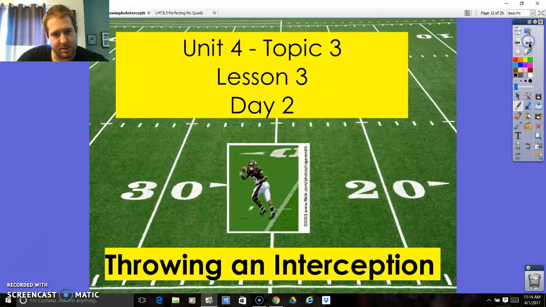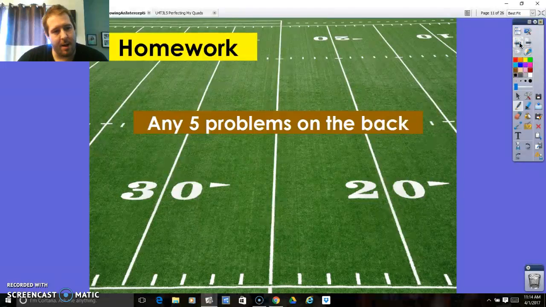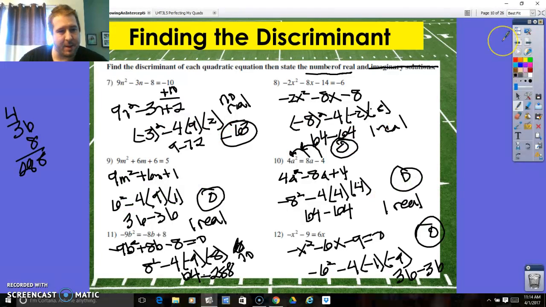Homework. All right, so it says to do any 5 problems on the back. I think I've gone over a lot of these questions. I'm going to make a second video, which is going to be like lesson number 4, that's not just finding the discriminant, but also finding the actual solutions. So when you're given standard form like this, you should be able to find the actual roots themselves by using the quadratic formula. All right, so we are done with discriminants.